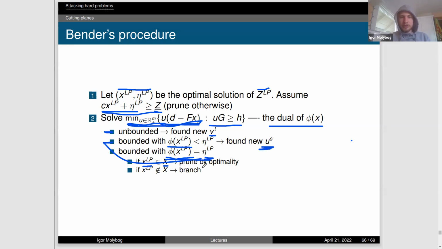Are there any questions regarding the example or the algorithm that we have considered so far?